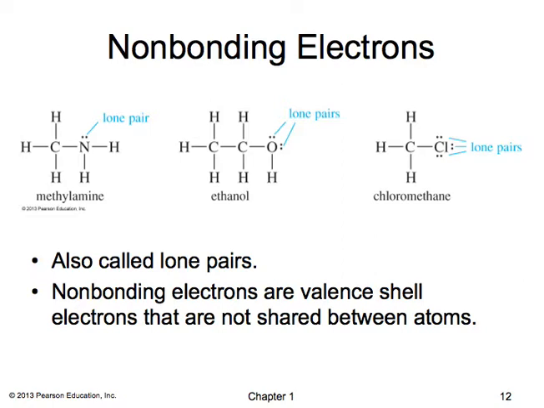If we look at the non-bonding electrons, or the lone pairs as shown here, here are examples where you have lone pairs being shown. Usually nitrogen has 1 lone pair, oxygens usually have 2, and the halides have 3. And these non-bonding electrons are valence shell electrons that are not shared between atoms.